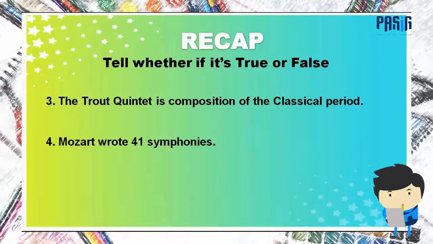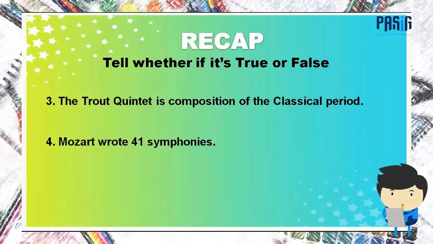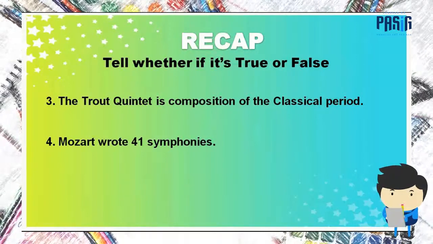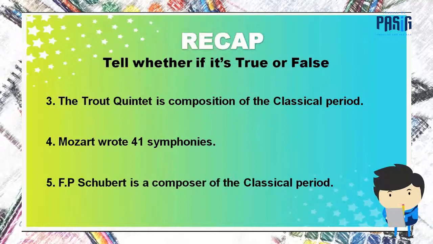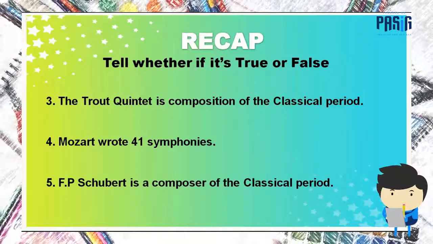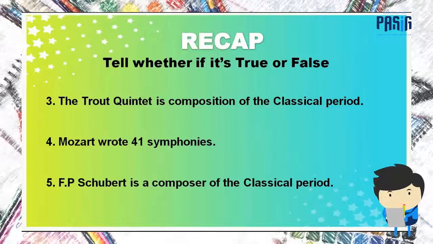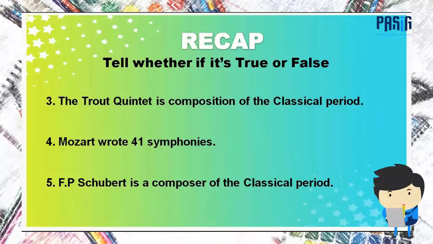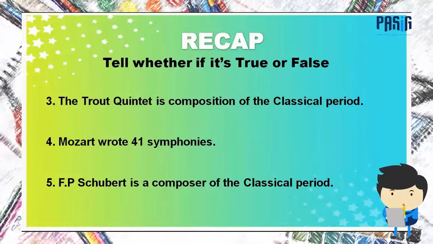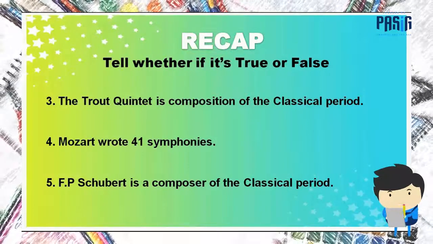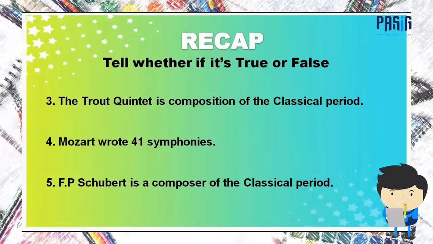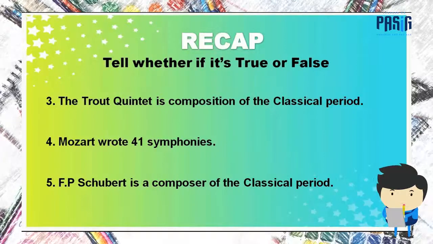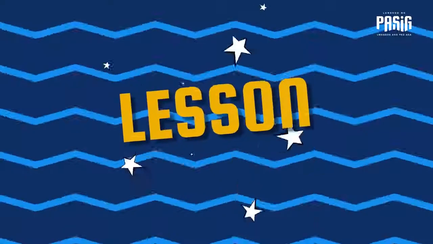Mozart wrote 41 symphonies. True or false? Last, number 5. Franz Peter Schubert is a composer of the classical period. True or false? Alright, students, time's up. Check your own paper. The answer is in the back part of your module. Remember, be honest in your checking of your work.